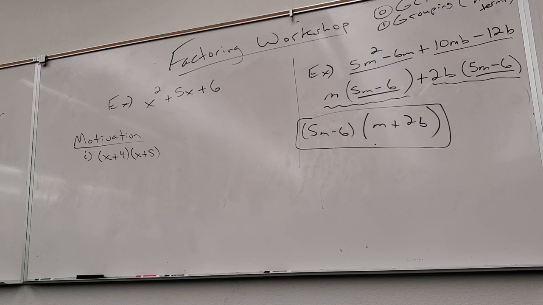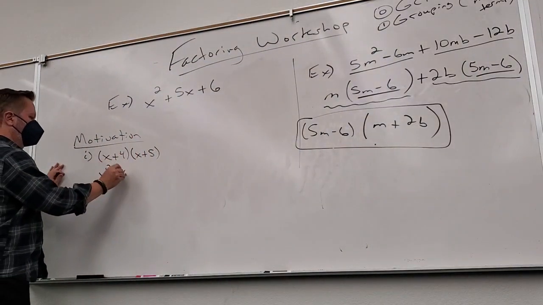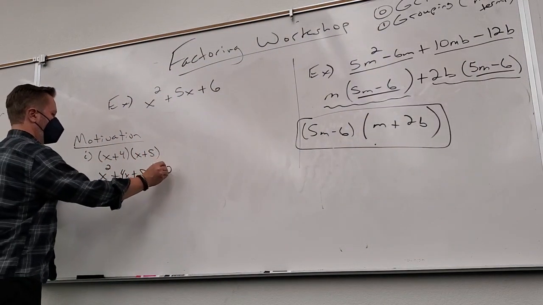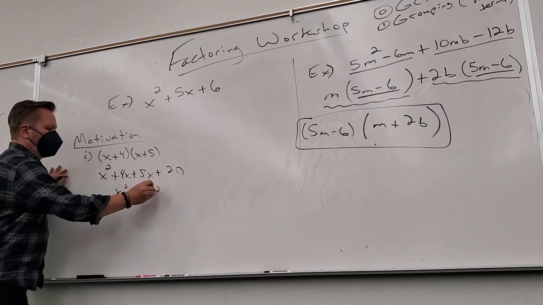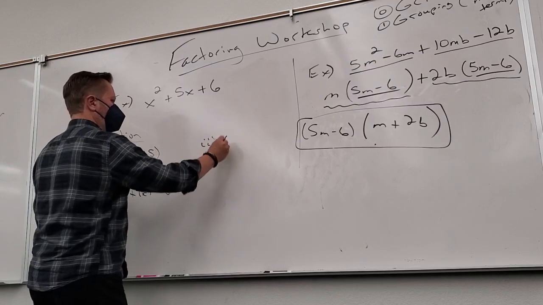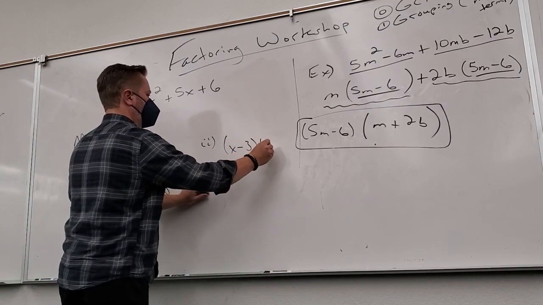So what do you guys get? x squared plus 5x plus 4x plus 20. Yeah. And of course, what can you do with those two terms in the middle? Yeah, so you get x squared plus 9x. All right, let's do one more. In fact, let's do one with some minuses in it. x minus 3 times x plus 2.